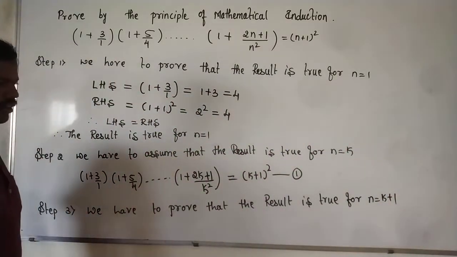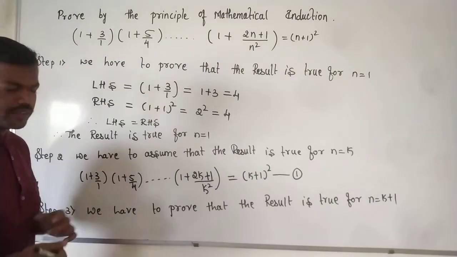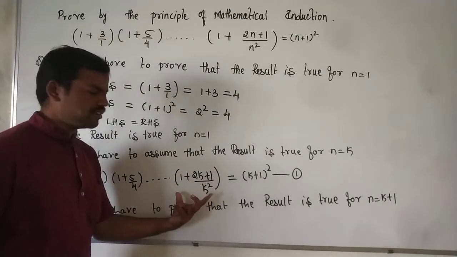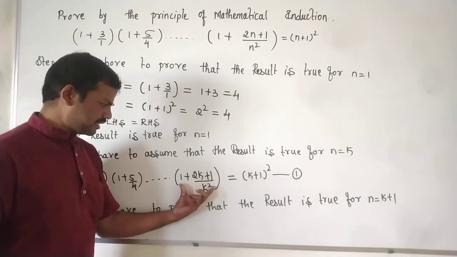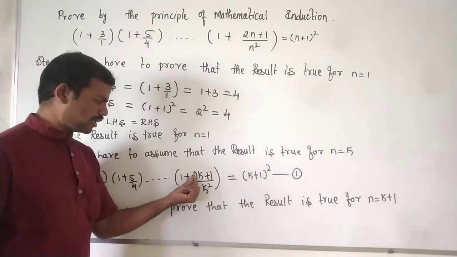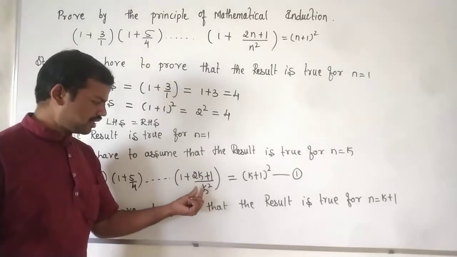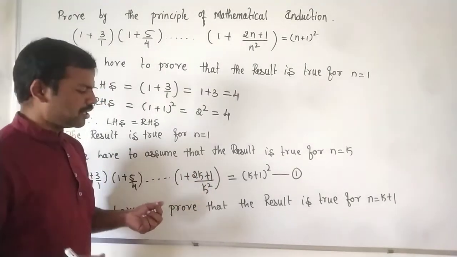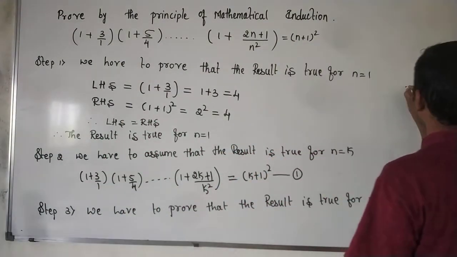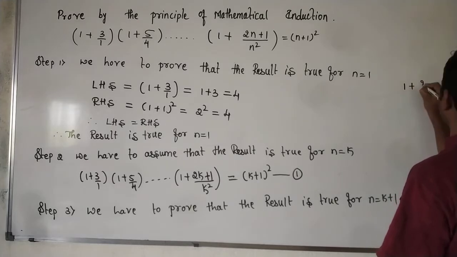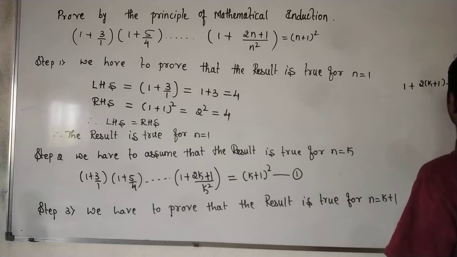For that, first we have to find out the next term of the last term. What is the last term? 1 plus (2k plus 1) divided by k square. So, what is the next term? Simply, where there is k, we have to put k plus 1. 1 plus (2 times (k plus 1) plus 1) divided by (k plus 1) whole square.